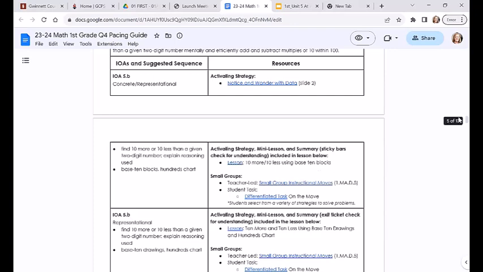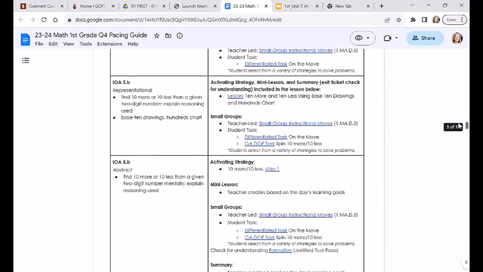So when we are looking at this first IOA, IOA 5B, finding 10 more or 10 less, we're starting at concrete and progressing to representational and abstract. And there are only 3 days for this. So there is some reasoning behind moving so quickly.